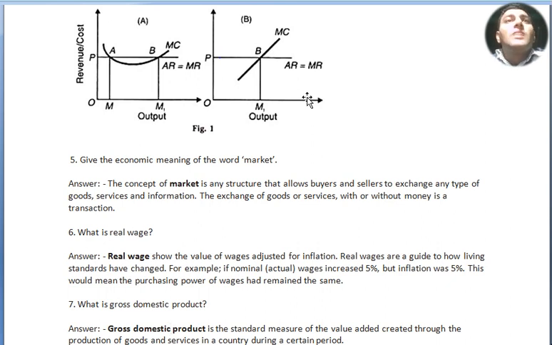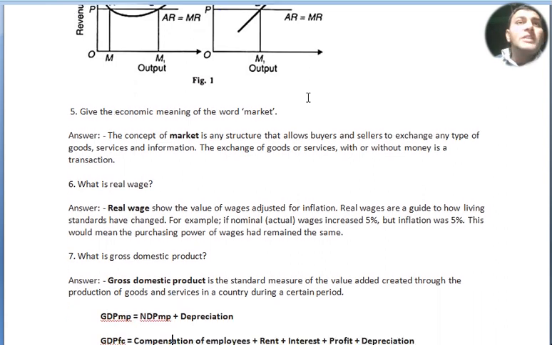Question number 6. What is real wage? Real wage shows the value of wages adjusted for inflation. Real wages are a guide to how living standards have changed. For example, if nominal wages increased 5% but inflation was 5%, this would mean the purchasing power of wages had remained the same.